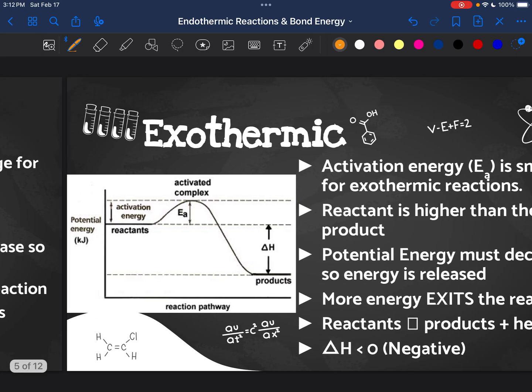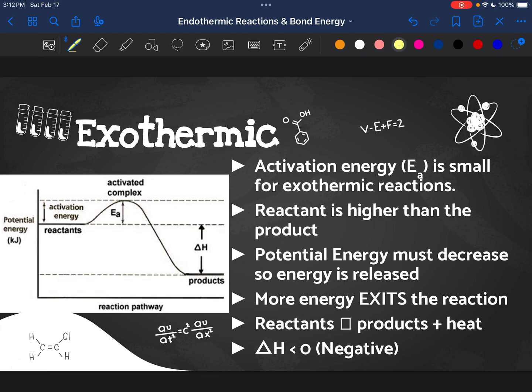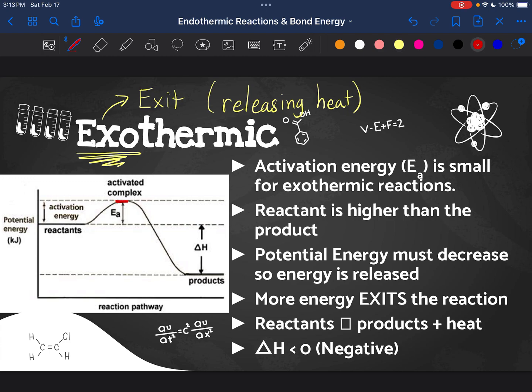Here we go. So now let's talk about exothermic. Exo means basically exiting, or sometimes we call it release or releasing heat. So just like the words I mentioned on the right side, pretty much the same thing on the left of the graph. Activation energy is small for the exothermic reaction. As you can see, from the peak to the reactant, it's way smaller than what we have seen on the endothermic reaction.